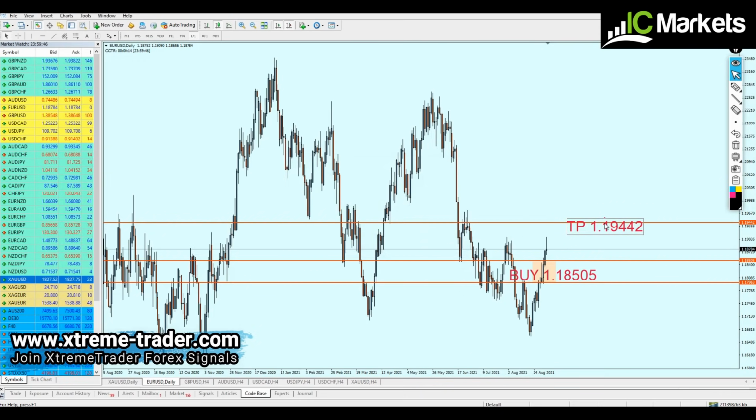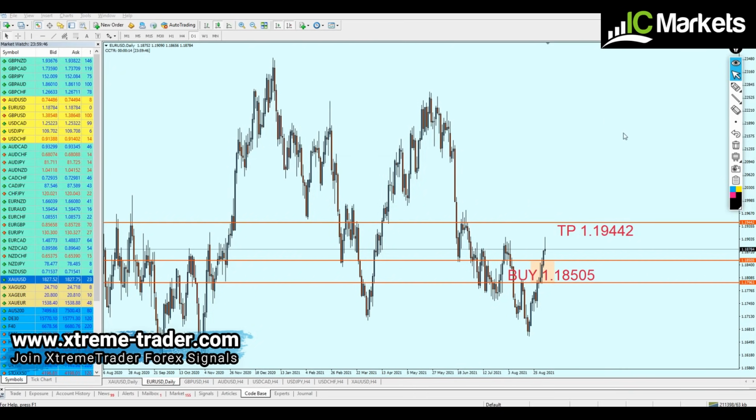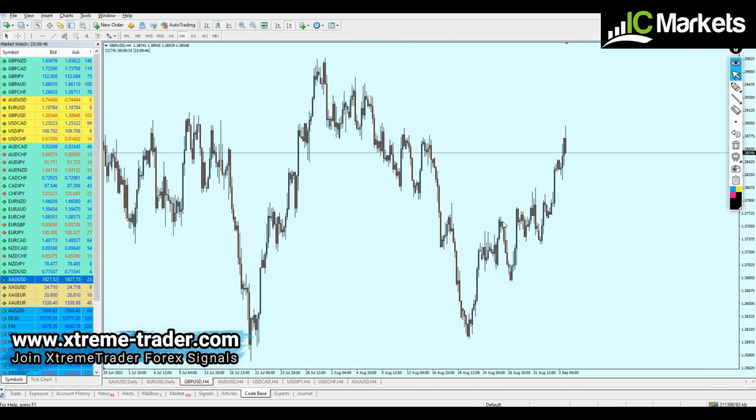There goes the signal for the Euro USD. Hopefully it's going to work very well and bring us lots of profits. Now let's take a look at the Pound USD, however.